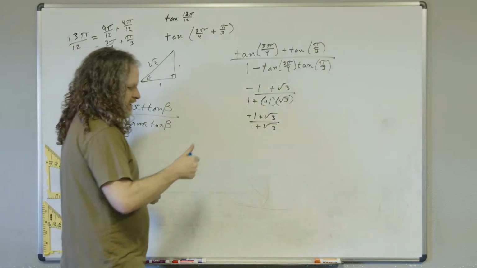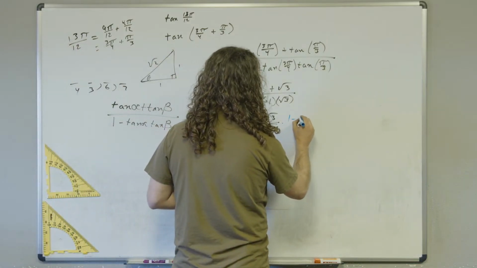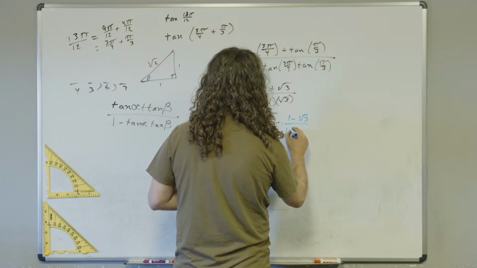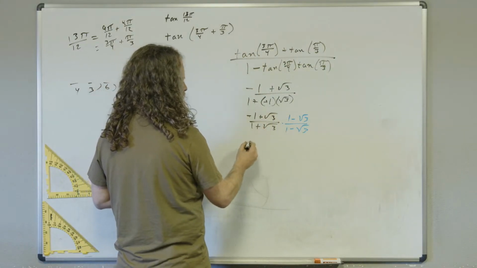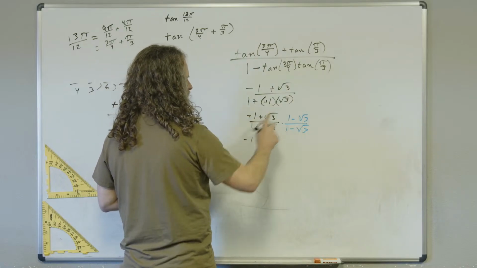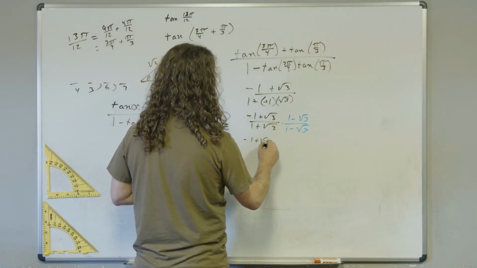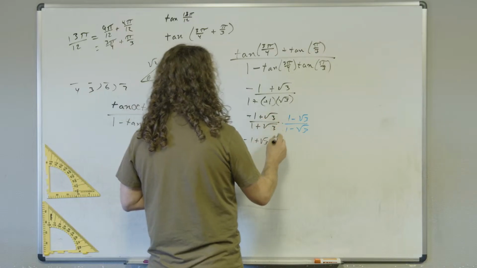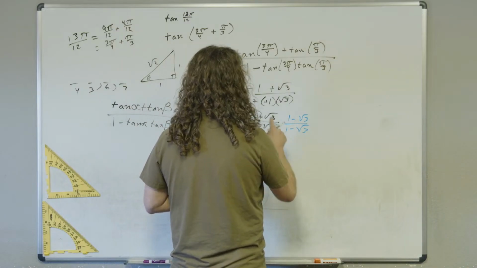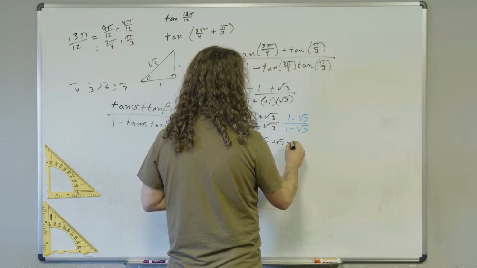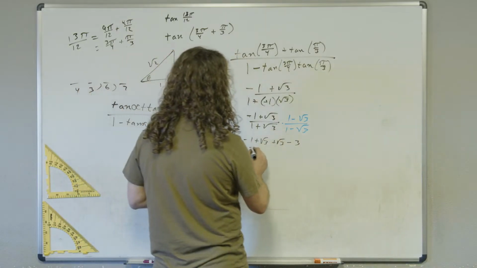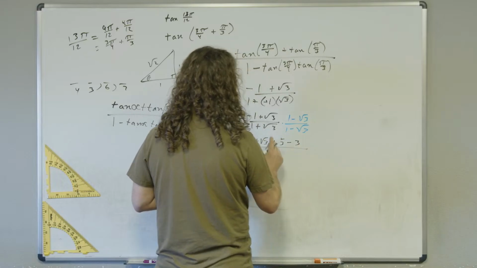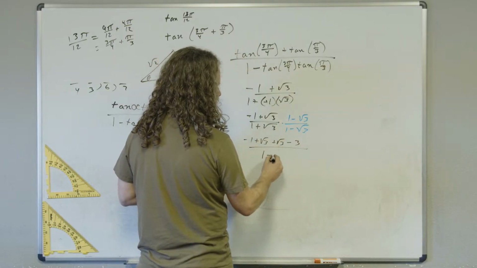Rationalize the denominator. That's true. So we're going to multiply times 1 minus the square root of 3 over 1 minus the square root of 3. In the numerator, we've got -1 times 1, which is -1. -1 times negative square root of 3, which is plus square root of 3. Then we've got square root of 3 times 1, which is square root of 3. Square root of 3 times negative square root of 3, which is -3. Denominator, just do the first and the last. So 1 times 1 is 1. Square root of 3 times negative square root of 3 is -3.